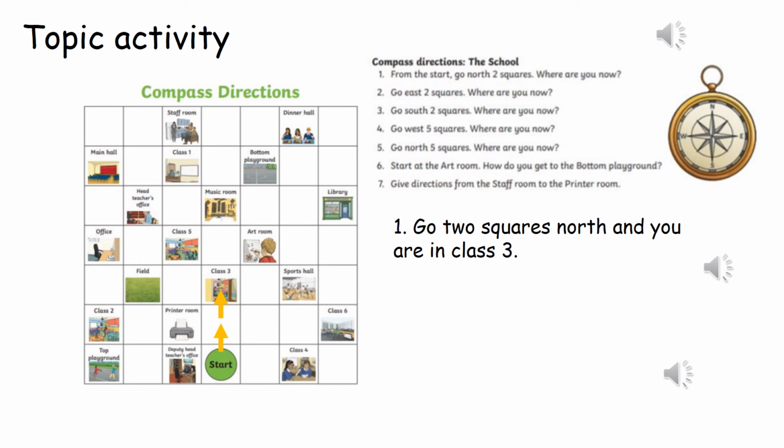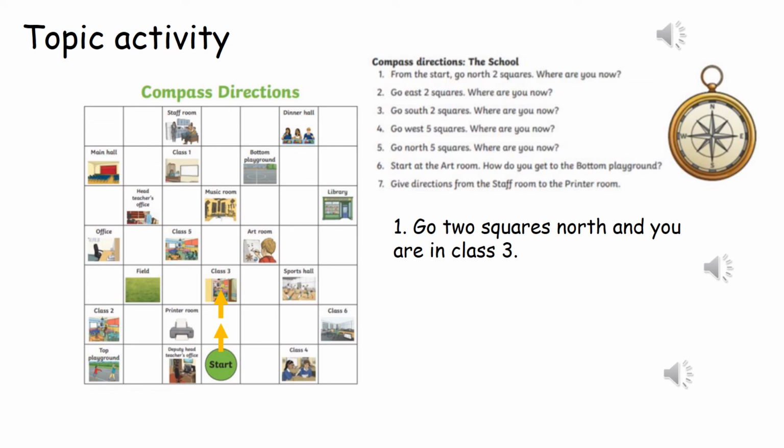So you've got 2 options. You can either just do the directions and work out where you are each time, or as a challenge, you can write your answers to each question like I have done there in a sentence. Okay, so let's have a look at the next one. You're going to start at class 3 and you're going to go east 2 squares. Where are you now? Remember, you're not going back to the start button. You're starting for number 2 where you ended up, class 3.